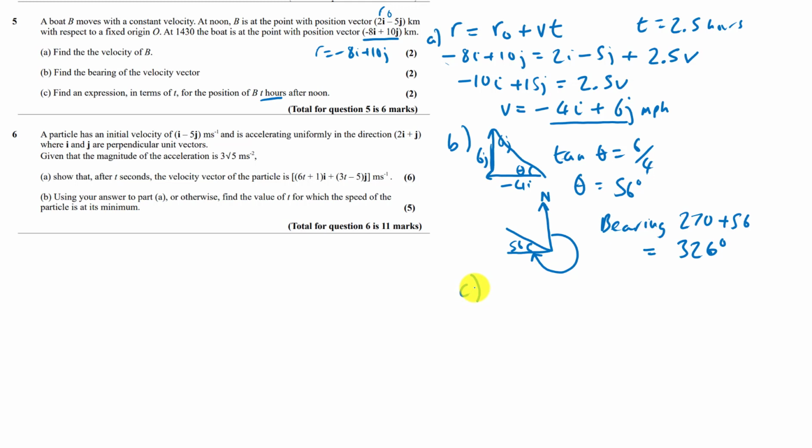So part C, find an expression in terms of t for the position of B t hours after noon. So that's clearly we have to do it in hours. So that just means create a formula in terms of t, but we need to start off with this formula. But an expression is just having terms in it and no equal sign. So we're just using that same one here. We know R0 is 2i minus 5j, and r is the position. We just need r, v and t.